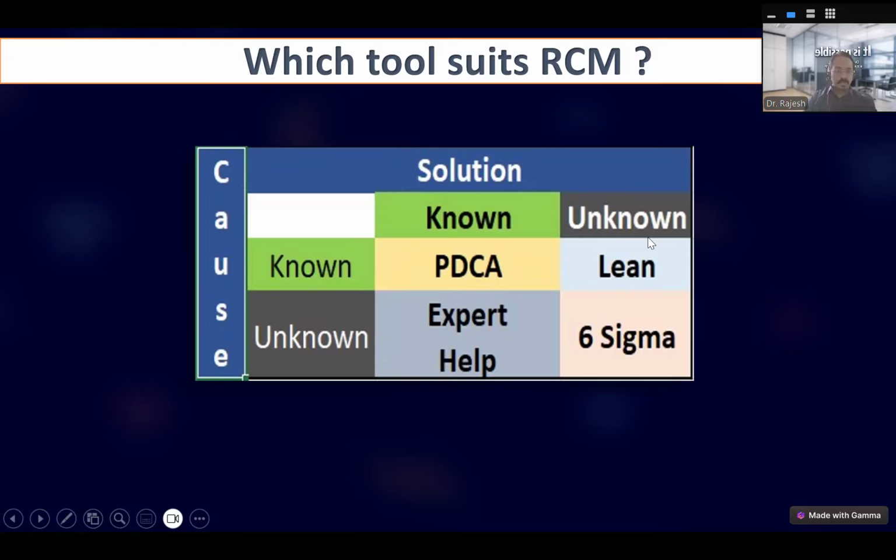In our RCM, the majority of problems are where I know my cause and I know my solution. PDCA is a very, very simple technique where I can go and solve my problem. That's why I spend a lot of time on the PDCA side. You need not be an expert on any other tool, right? Focus on the PDCA. What it means by PDCA is identify one particular problem. Don't try to boil the ocean.